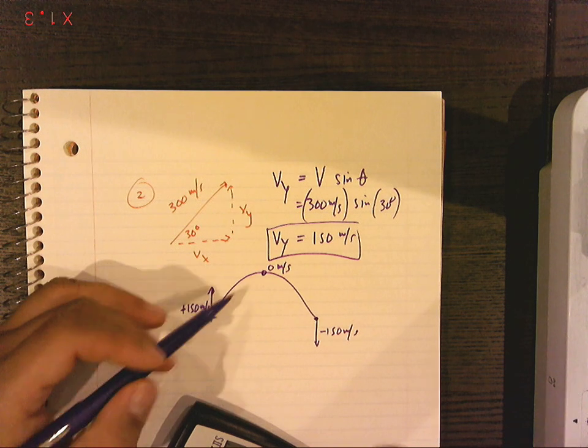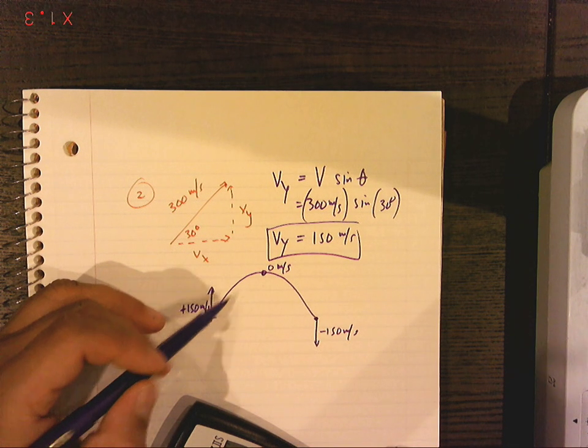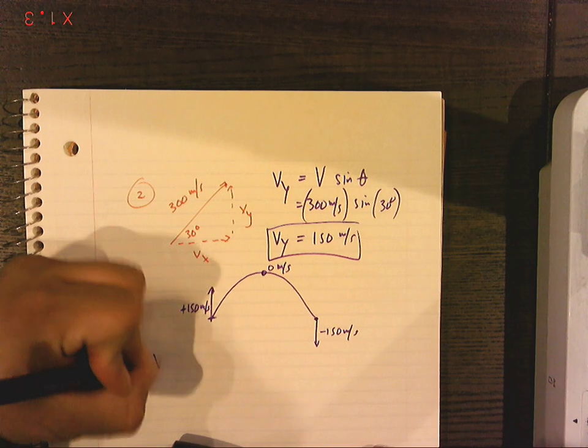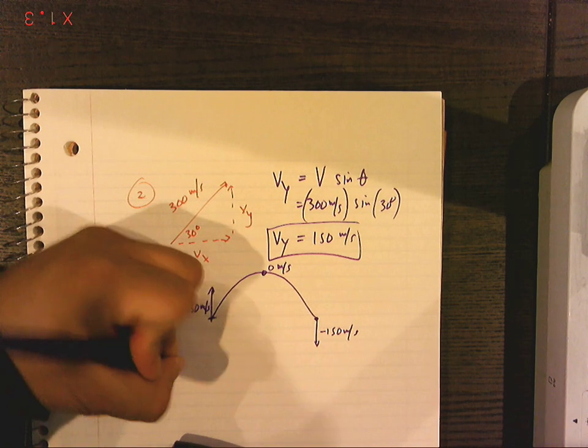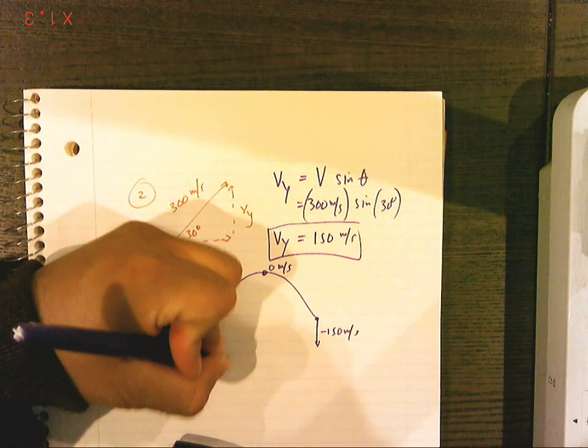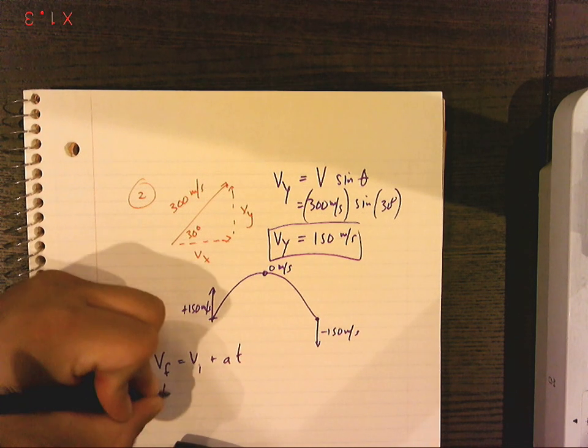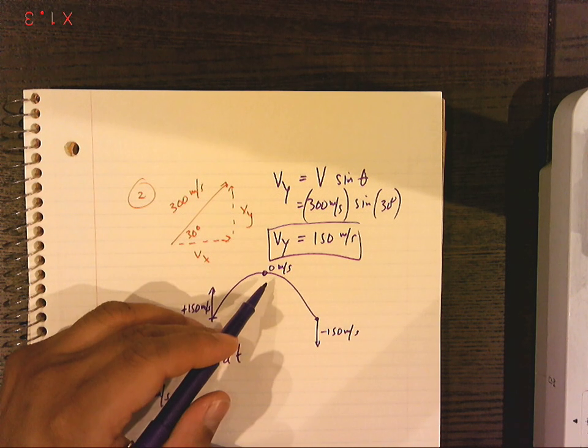And so what's the time it takes to go to the halfway point, 0? Well, let's think about this equation. Vf equals Vi plus A times T. My final velocity that I'm interested in is 0. When did it get to 0? Well, that's at the max height.